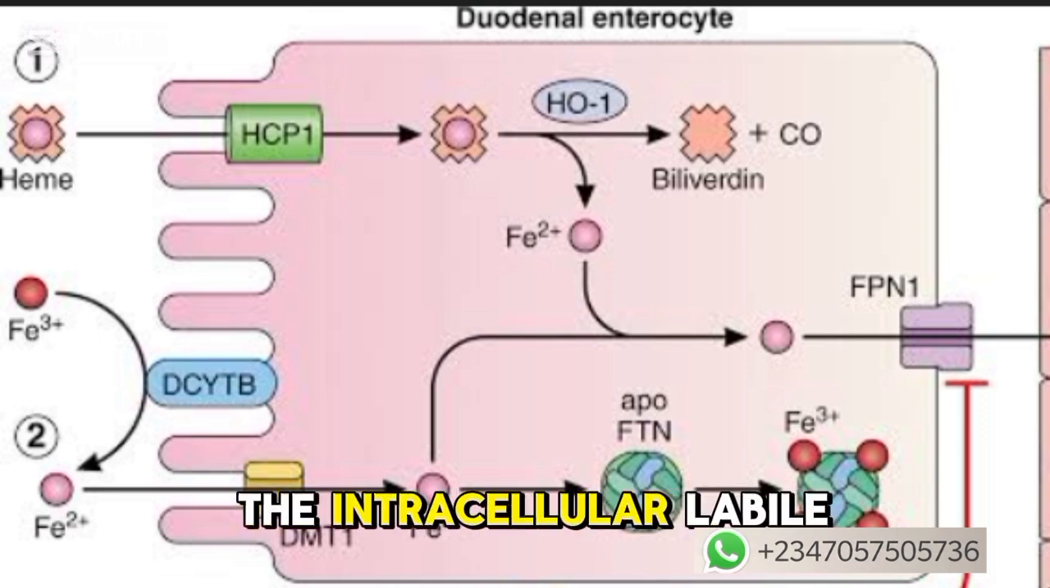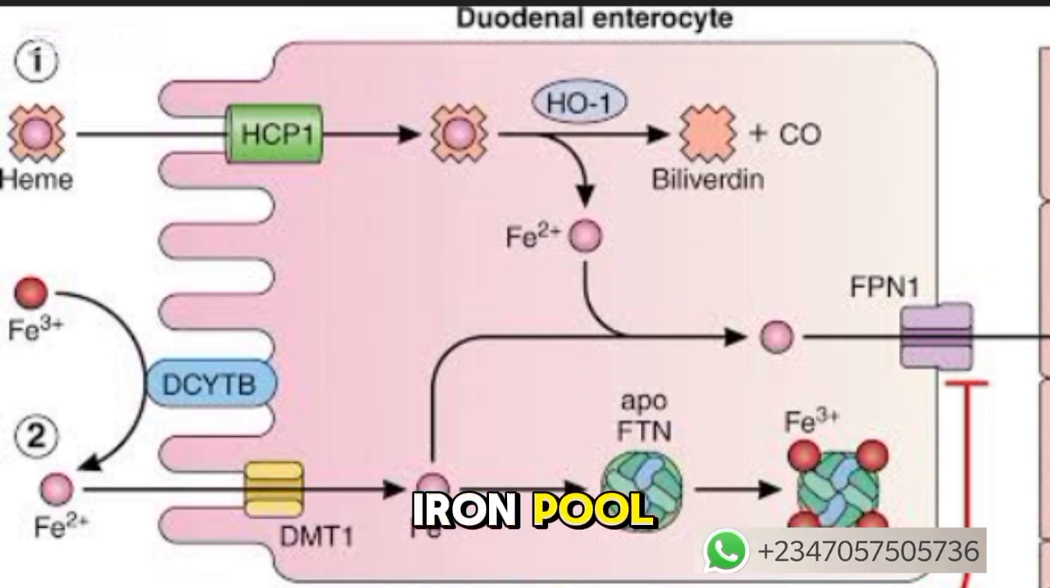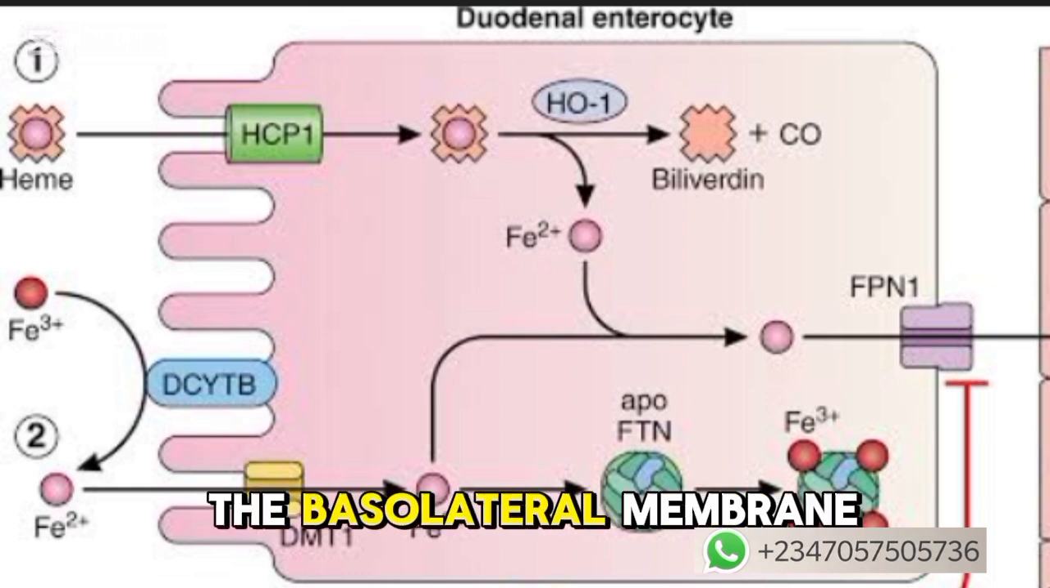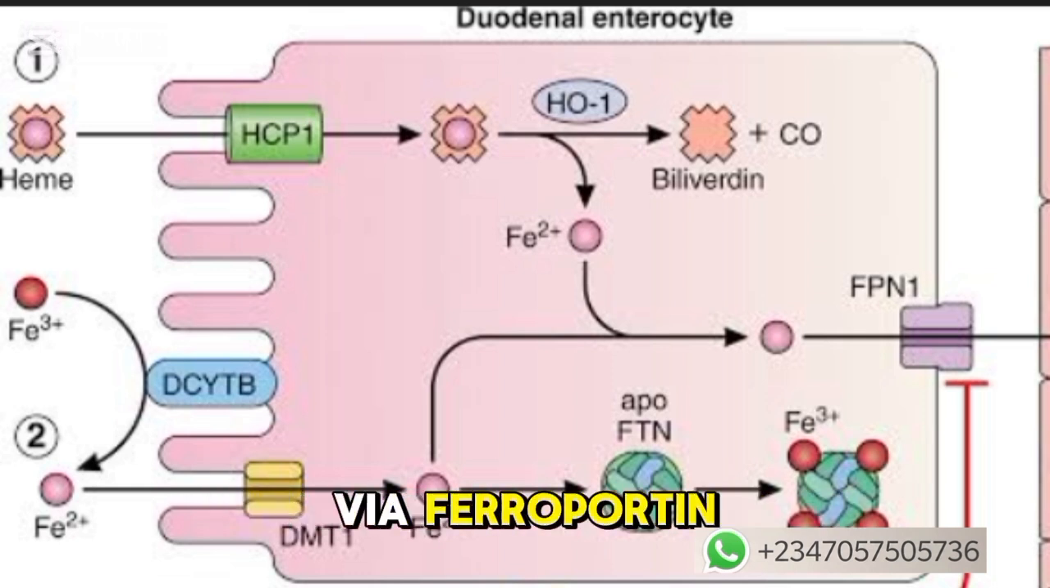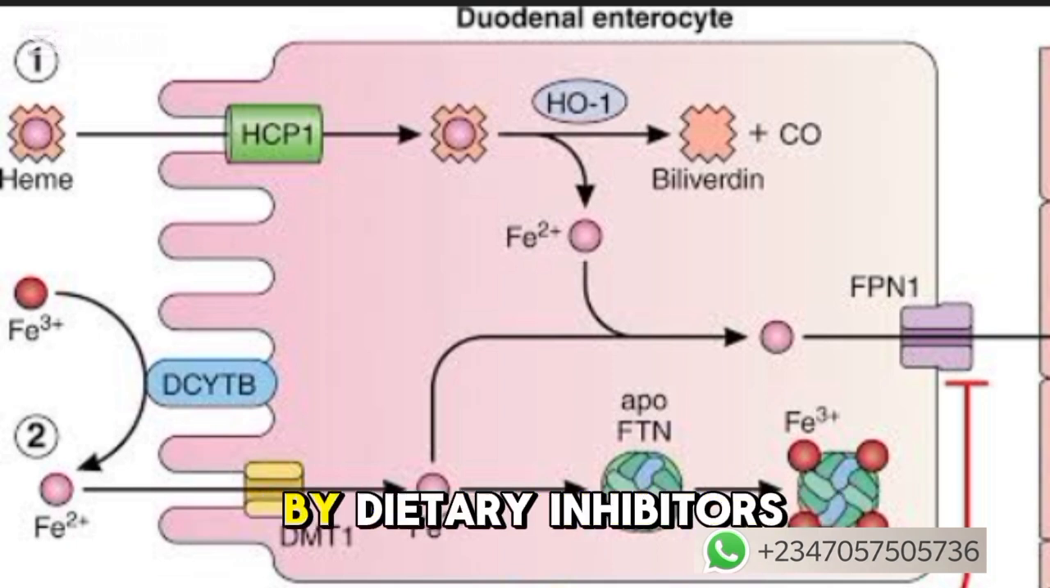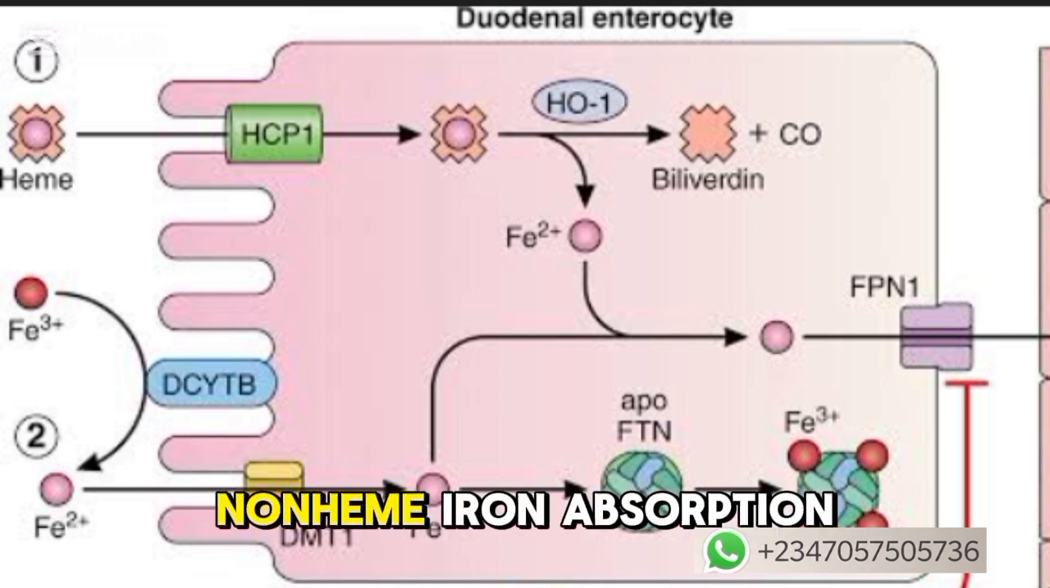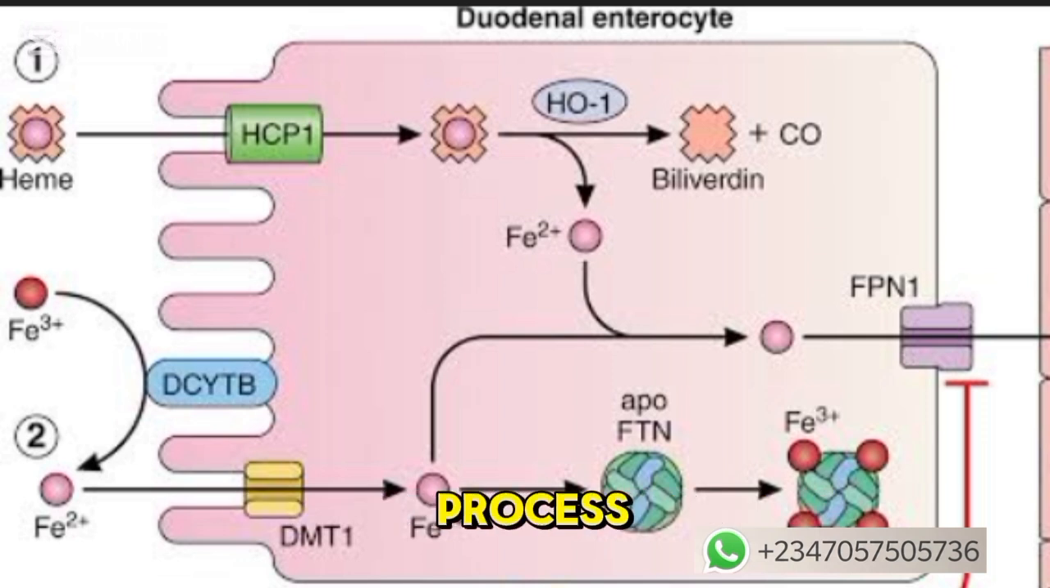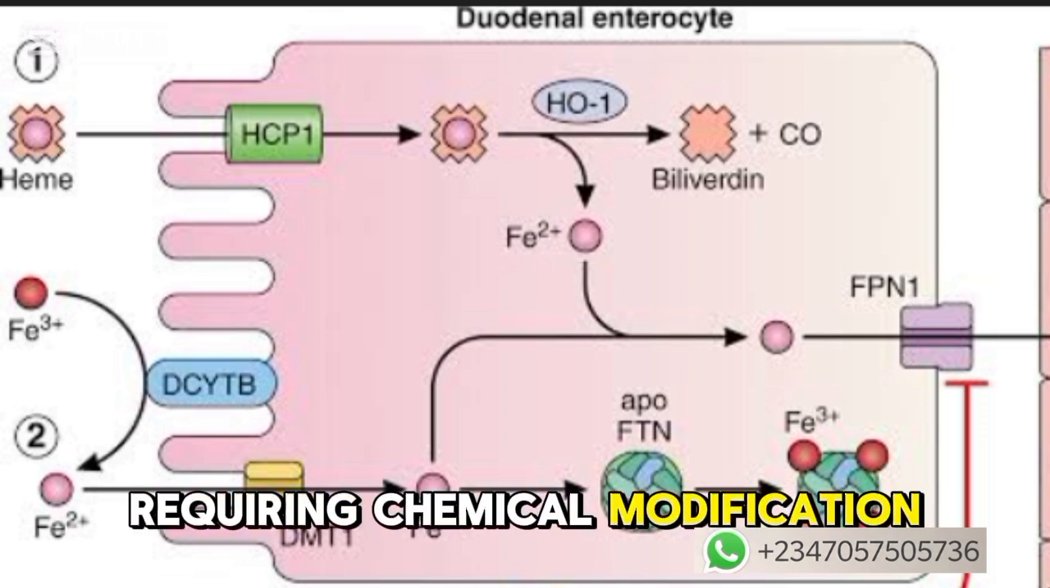This iron enters the intracellular labile iron pool and may be stored as ferritin or exported across the basolateral membrane via ferroportin. Heme iron absorption is efficient and relatively unaffected by dietary inhibitors. Non-heme iron absorption is a multi-step process requiring chemical modification.